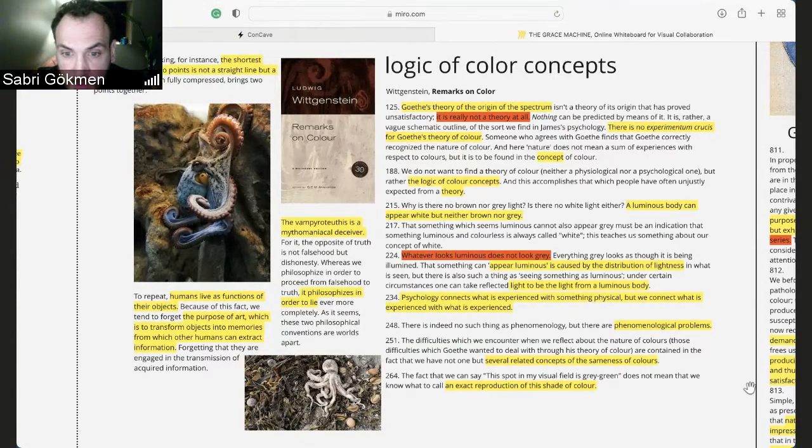So psychology connects what is experienced with something physical, but we connect what is experienced with what is experienced, right? So we are always talking about something that is experienced. So how do we ground it into something that is objective? So in a sense, Wittgenstein is pointing to the core of the problem. Like, in order to talk about colors, we have to talk about concepts, and we have to find our way towards a structure that might help us approach this.